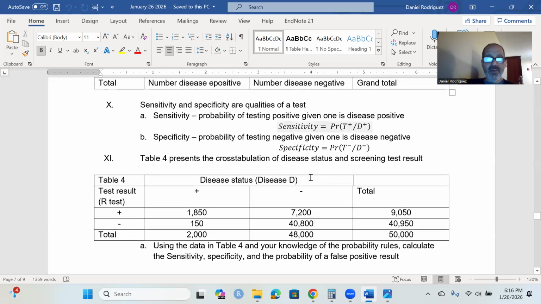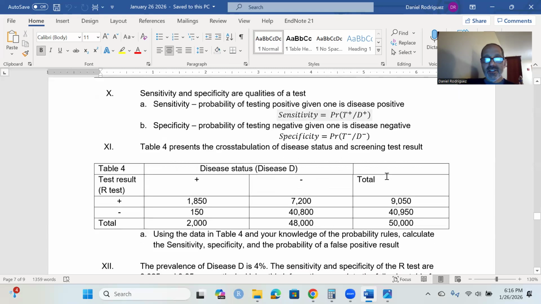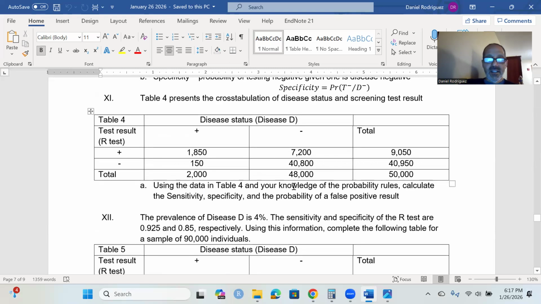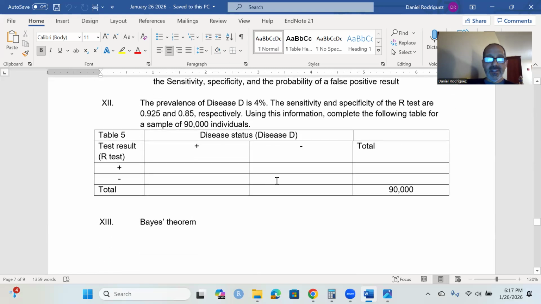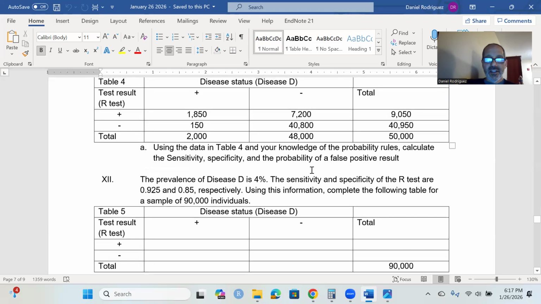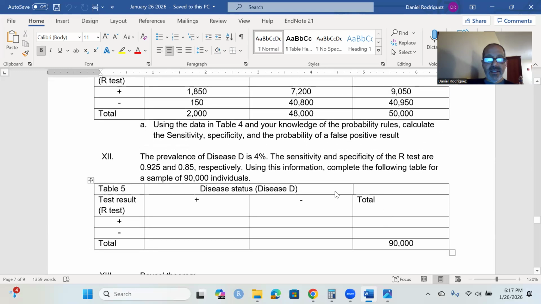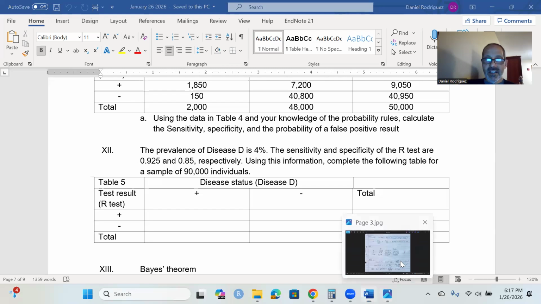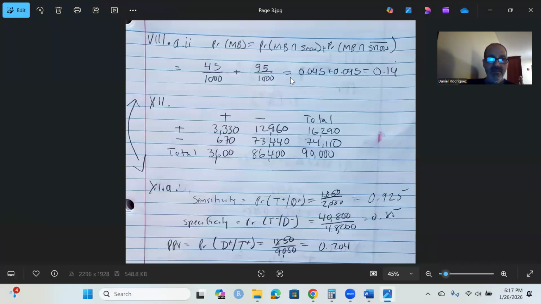So table 4 presents a cross-tabulation of disease status and screening test results. As you know, I like to have you guys complete tables like this one, which you can do, right? So using table 4 and your knowledge of probability rules, calculate the sensitivity, the specificity, and the probability of a false positive result. Let's see if I did that. It looks like I did.